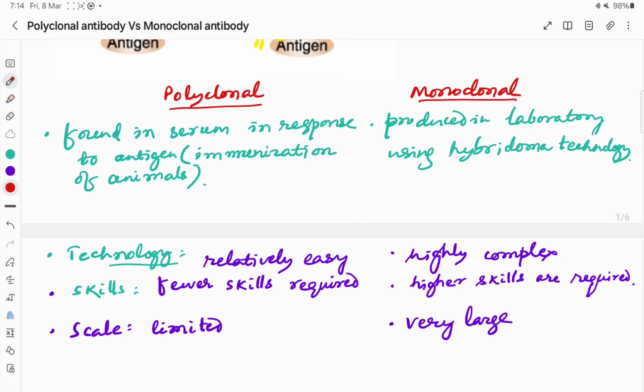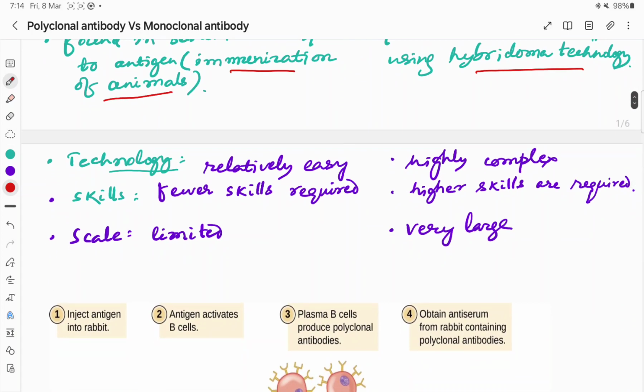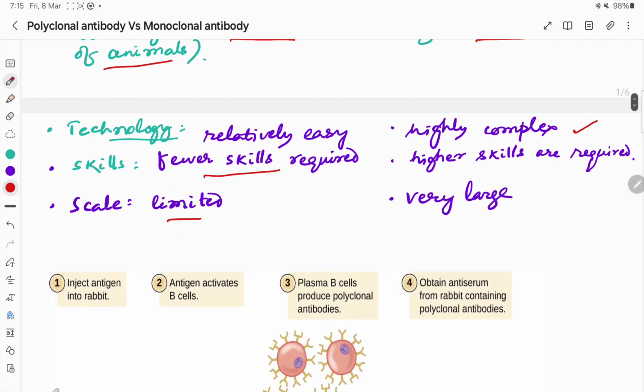It is simple: polyclonal antibodies we can prepare by just immunization of the animals. You can find them in the serum in response to the antigen, whereas we have to use the hybridoma technology for production of monoclonal antibodies. So the technology is relatively easy in case of polyclonal antibody and highly complex in case of monoclonal antibody. Similarly, fewer skills are required for polyclonal antibody, and a higher level of skills is required for monoclonal antibody. And when we produce, the scale is limited for polyclonal antibodies and very large in case of monoclonal antibodies.